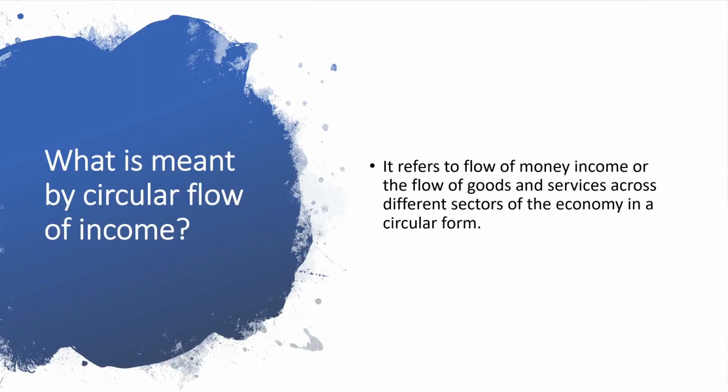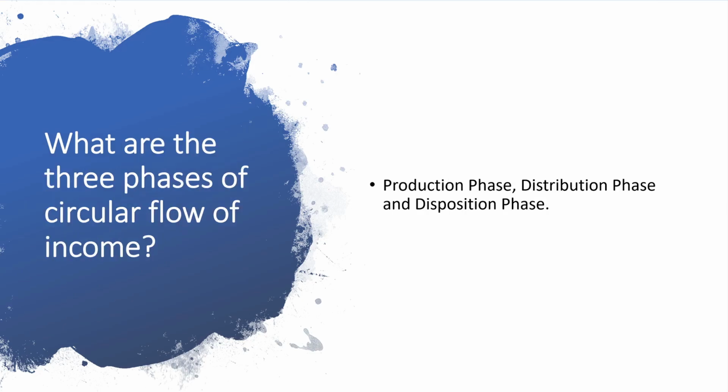What is meant by circular flow of income? It refers to flow of money income or the flow of goods and services across different sectors of the economy in a circular form. What are the 3 phases of circular flow of income? Production phase, distribution phase, and disposition phase.